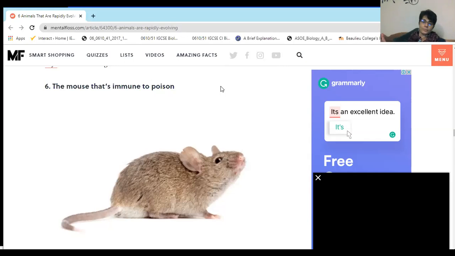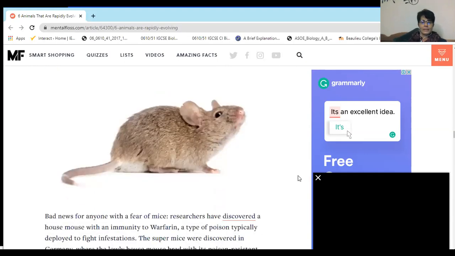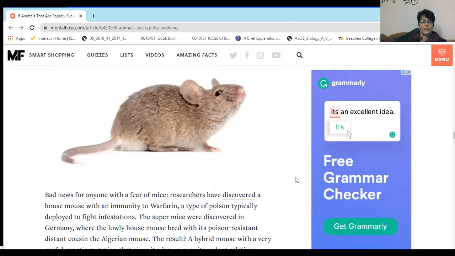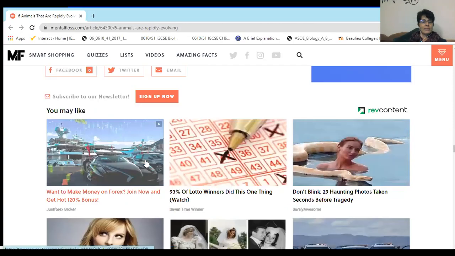So what was the example I was thinking of now? Oh, it's just gone out of my head. Okay. All right, so that's the idea about evolution in recent times.